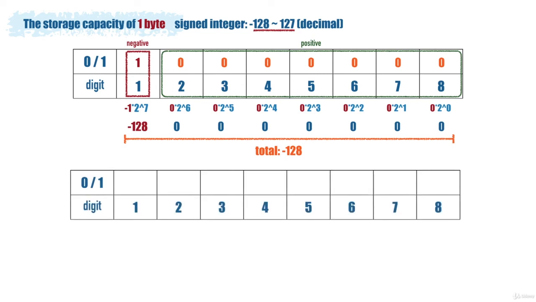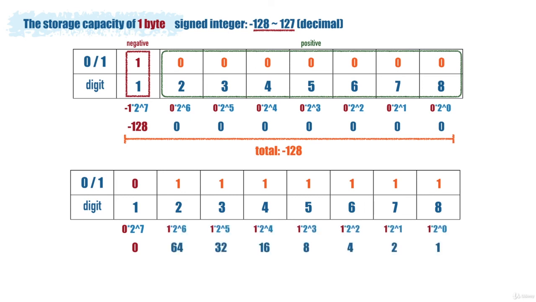To get the biggest positive number, we set the highest digit to 0. 0 multiplied by 2 raised to the 7th is still 0. We fill the following 7 digits with ones. Then we convert them into decimal numbers and add them together. The total will be positive 127. This is how we get the biggest signed integer. This is also why the absolute values of the max and min number are not the same.